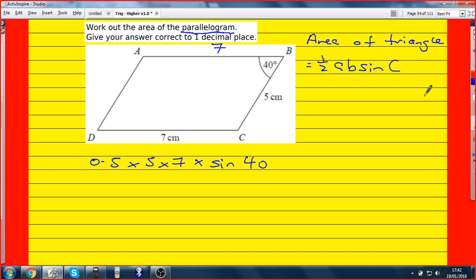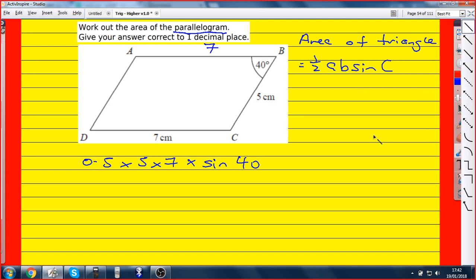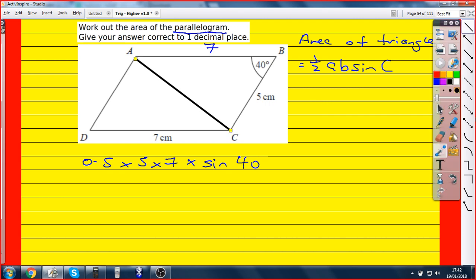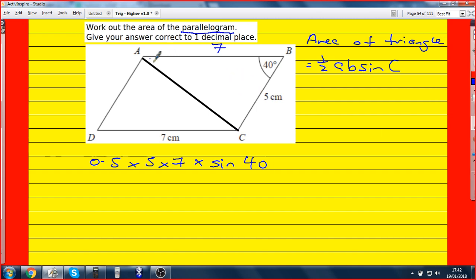Do you just 5/7? So basically what we've just found is the area of the triangle on the right, because this is the formula for area of a triangle. So we split it in half, and we found the area of this triangle on the right. So any idea how we get the total area?